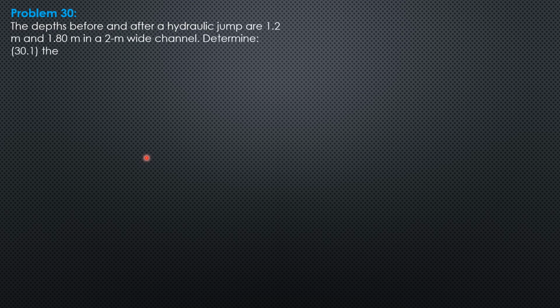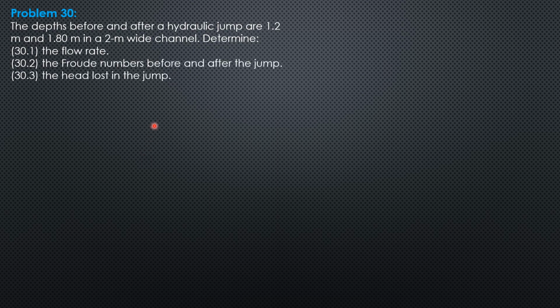Okay, example 30. The depths before and after a hydraulic jump are 1.2 meters and 1.8 meters in a 2-meter wide channel. Determine the flow rate, the Froude numbers before and after the jump, and the head loss in the jump. So q² over g equals y1 y2 over 2, quantity y1 plus y2.